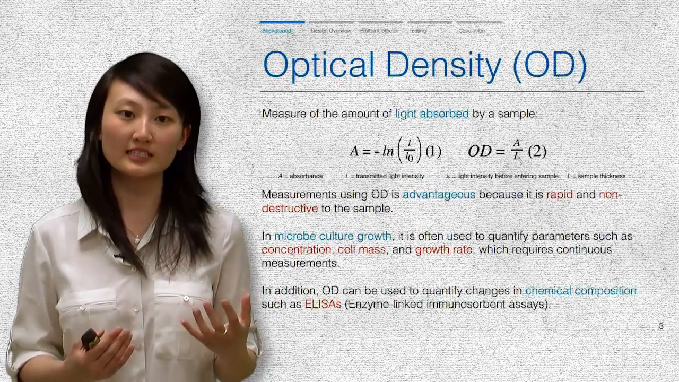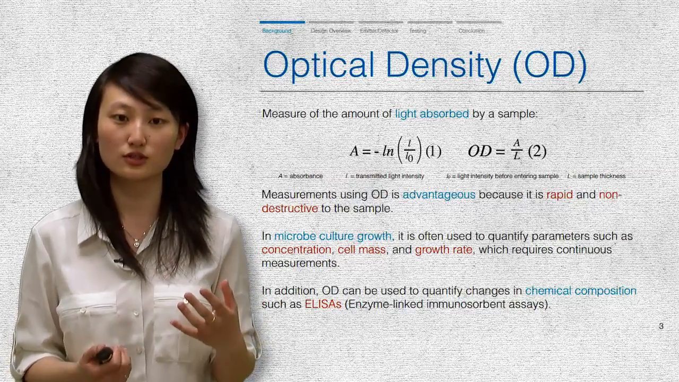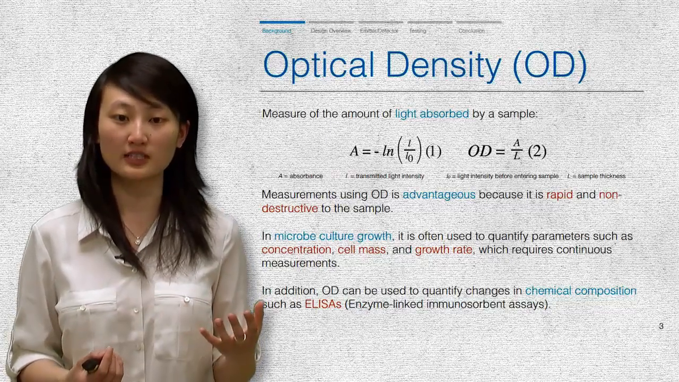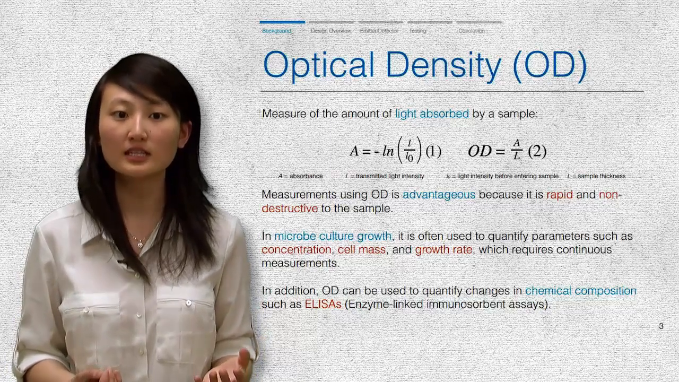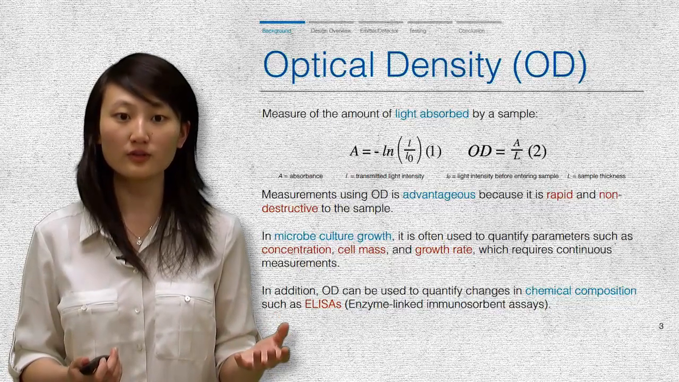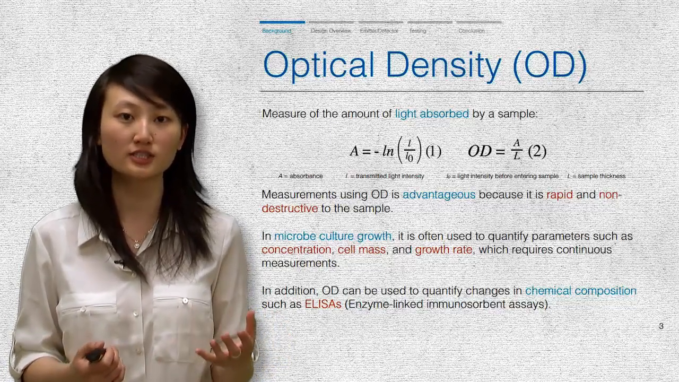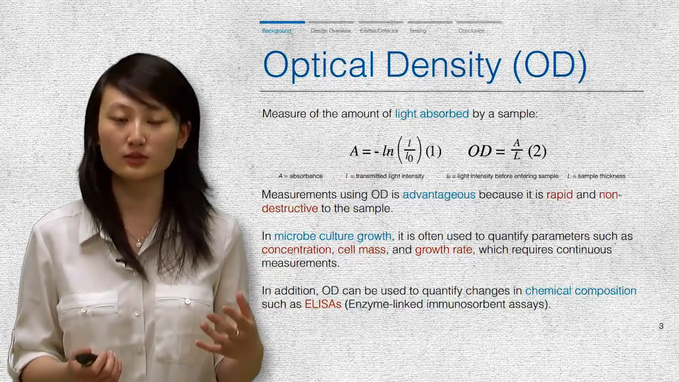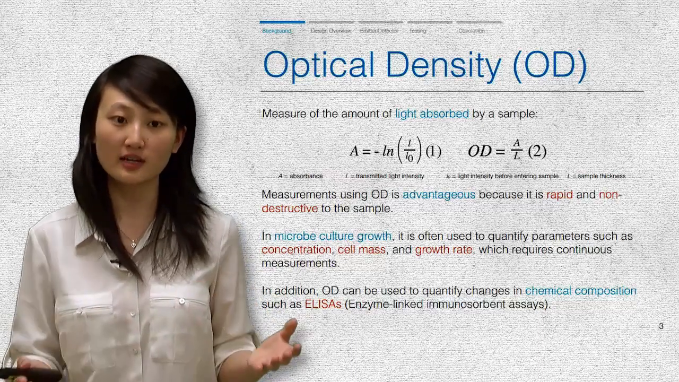So optical density is essentially the amount of light that is absorbed by a sample, given by these two equations that you see here. Measurements using optical density are very advantageous because they're very rapid and non-destructive to the sample. And it is often used in microbial culture growth to quantify parameters such as concentration, cell mass, and growth rate, all of which require continuous measurements, because changes happen over time.